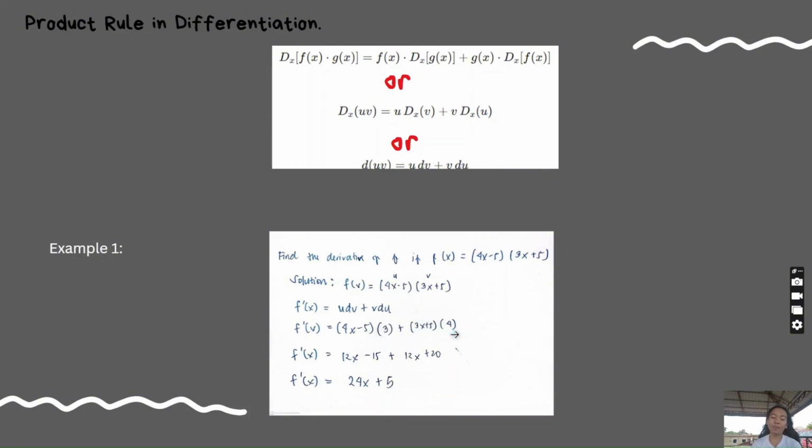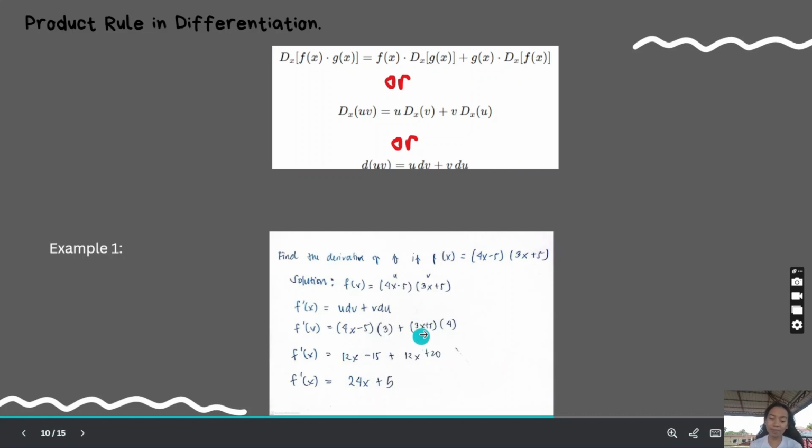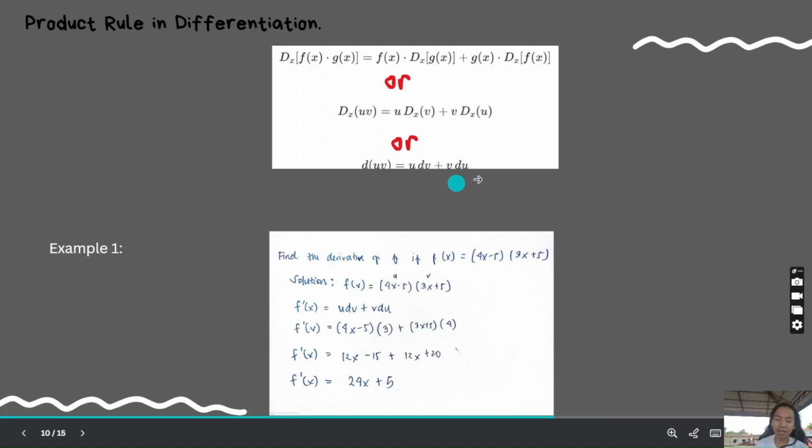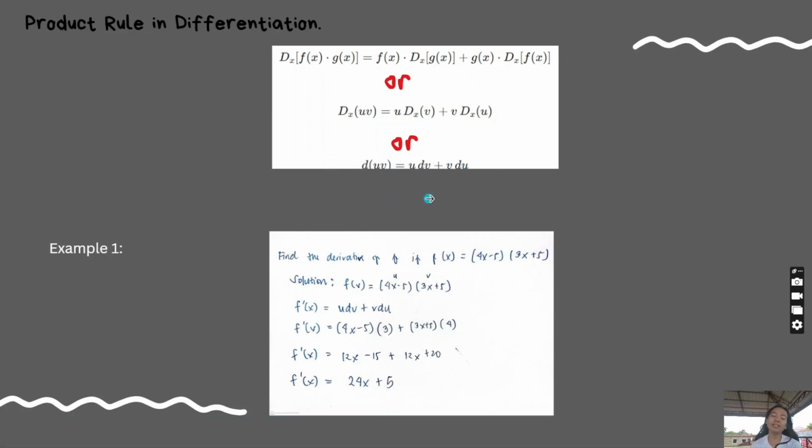Now we can apply our operation, first multiplying this one here. 4x minus 5 times 3 is 12x minus 15. And then multiplying 3x plus 5 by 4, that's 12x plus 20. Applying operations, we have arrived with an answer of 24x plus 5. Therefore, the derivative of the function f of x equals 4x minus 5 times 3x plus 5 is 24x plus 5. We have simply applied this formula here. Any formula that is convenient for you, you can use it.